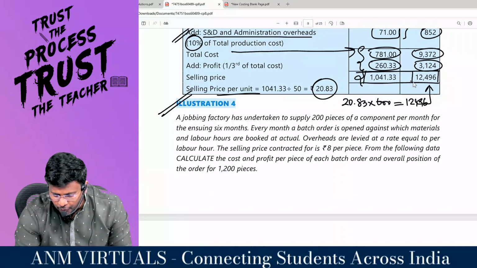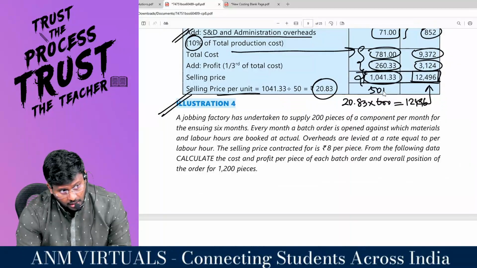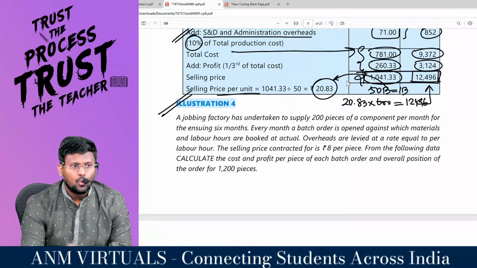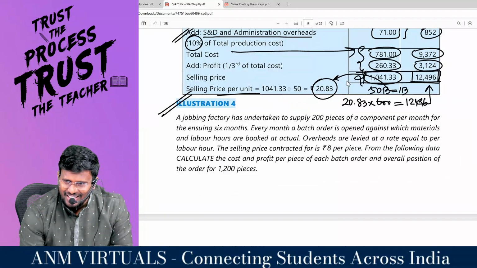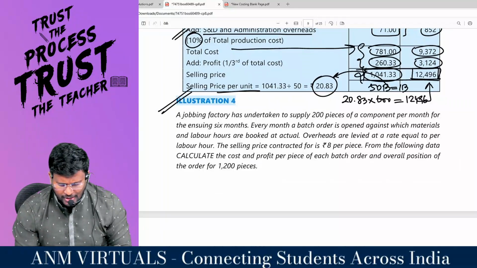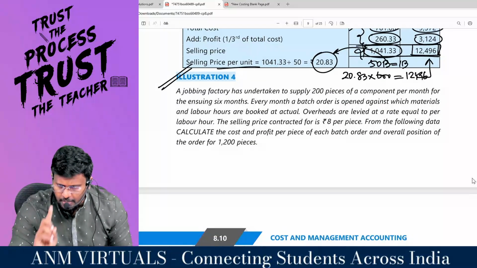This is for the full 600 muffins. This is for the 50 muffins, that is one batch. This is one muffin, which is one unit. Comfortable? Clarity? The same question, or a similar question, will be repeated in the examination for 5 marks. Unit costing is a 5 mark area.